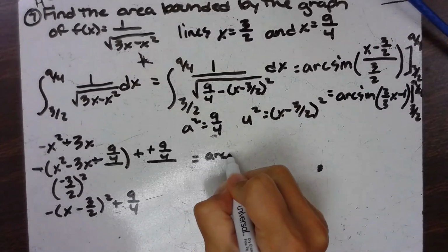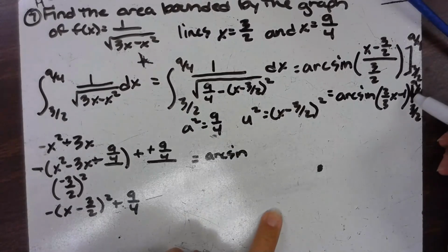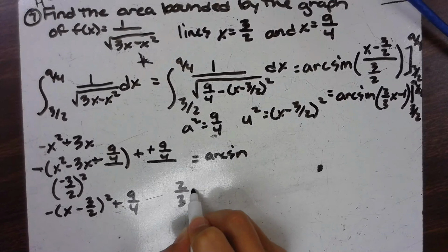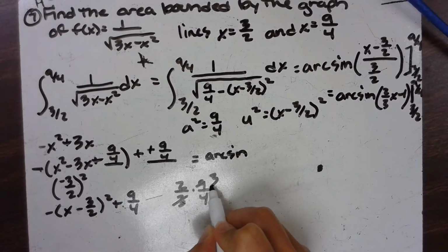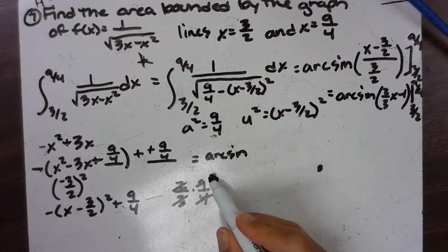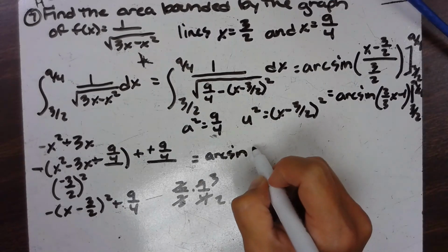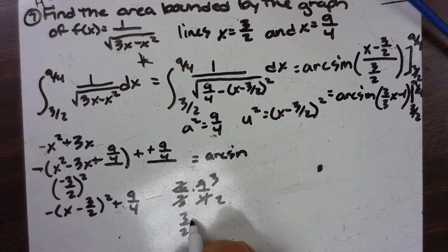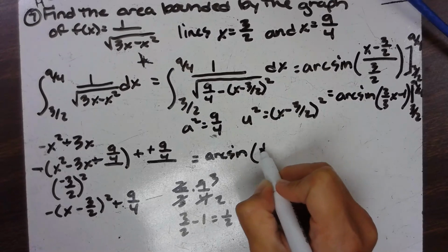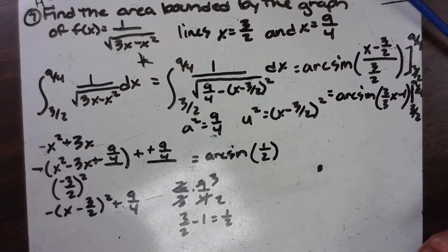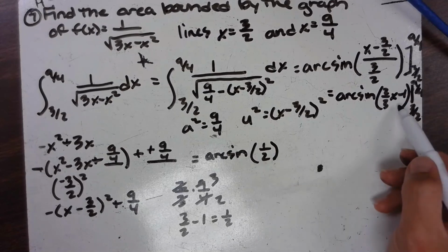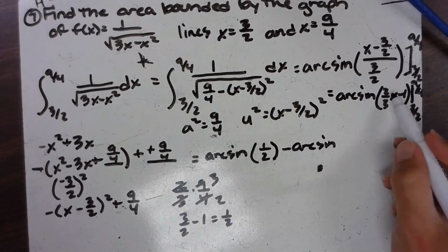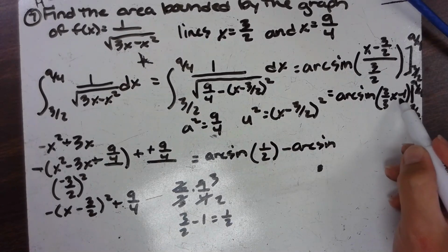So here, arc sine of, if I put 9/4 into here, think 2/3 times 9/4. That makes 3 halves, and 3 halves minus 1 is 1/2. So arc sine of 1/2. I did some of the math in my head. And then when I plug in 3 halves, it's minus arc sine. 2/3 times 3 halves is 1, and 1 minus 1 is 0.